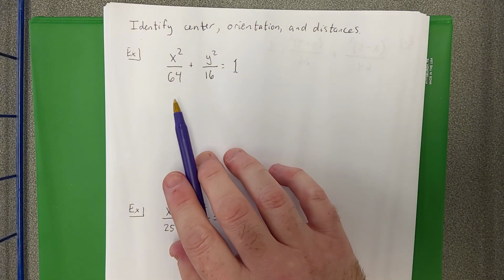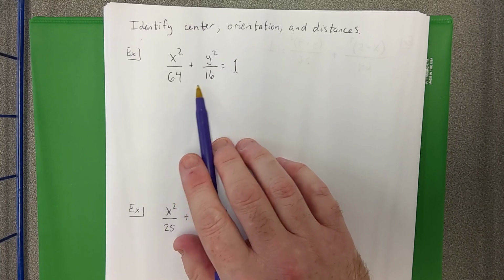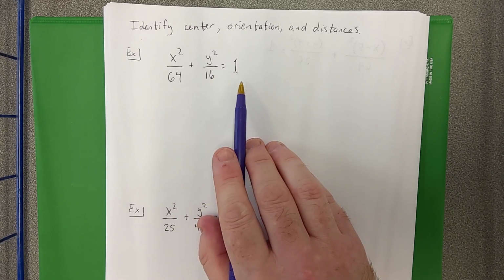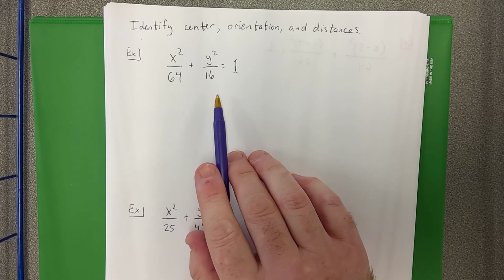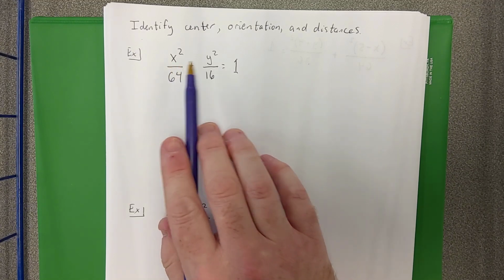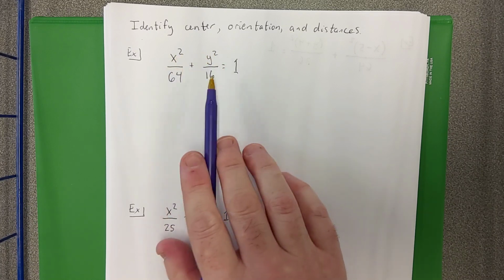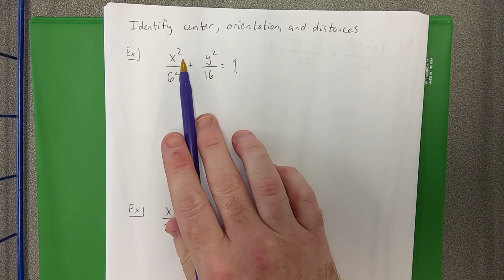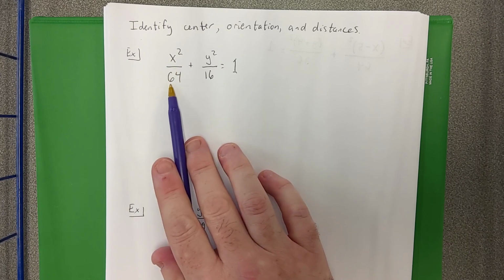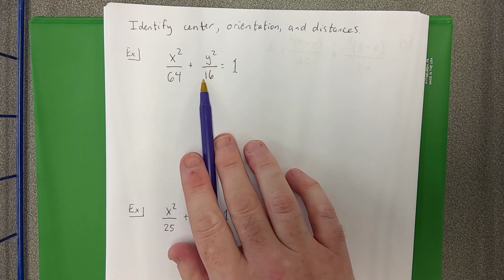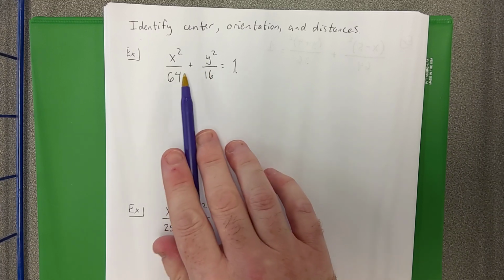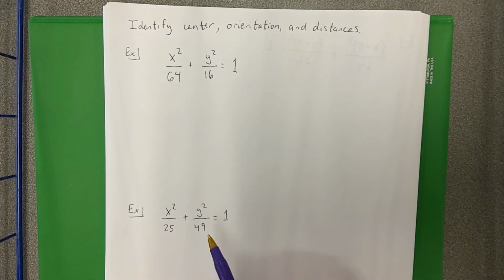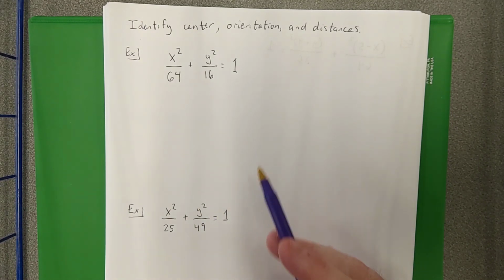In our first example, we're looking at x squared over 64 plus y squared over 16 is equal to 1. First thing to do is identify that this thing is an ellipse. The way we can identify that it is an ellipse is that both x and y are present and squared, and they have different coefficients. X squared's coefficient would be 1 over 64, y squared's coefficient is 1 over 16. If they were the same coefficient, it would be a circle. If they're different, and it's a sum of the squares, that makes it an ellipse. So with those things in mind, let's see if we can identify all of the important things.